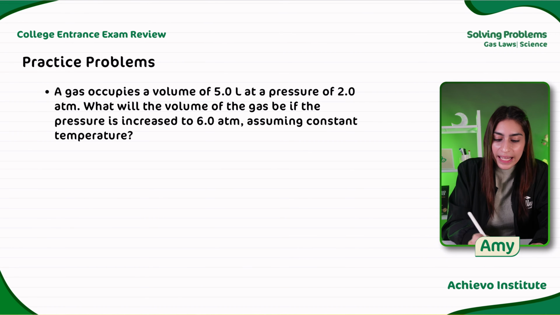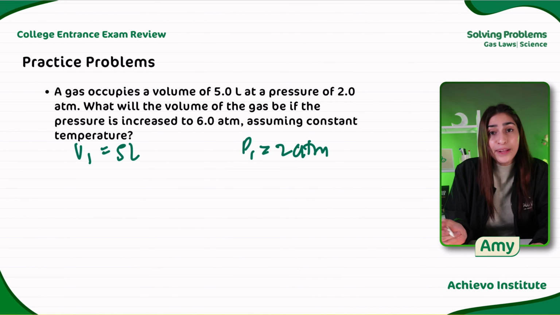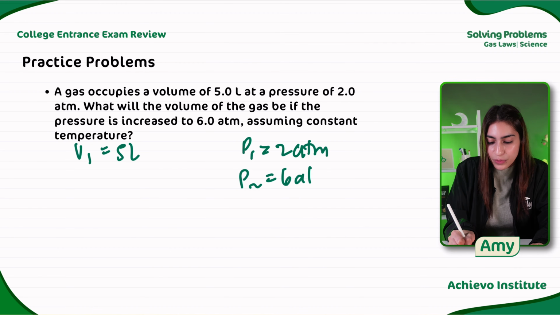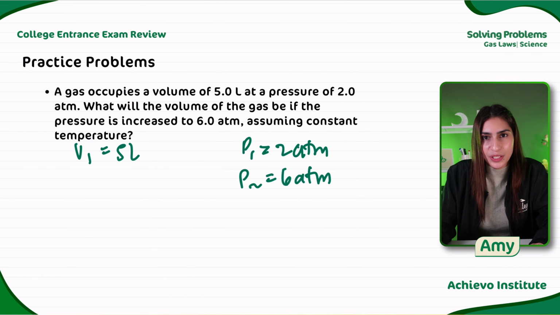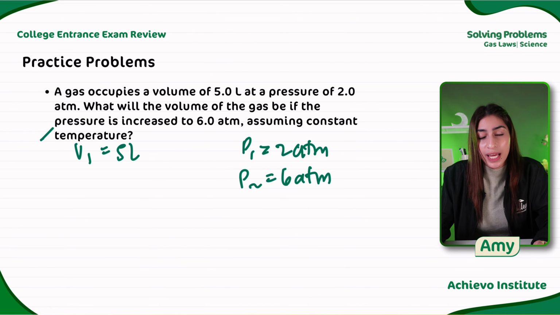It says here, a gas occupies a volume of 5 liters at a pressure of 2 atmosphere. What is the volume of the gas if the pressure is increased to 6 atmosphere, assuming a constant temperature? So how do we know which gas law to use? We'll look at what is constant. For this problem, it says the temperature is constant. And if temperature is constant, we use Boyle's law.